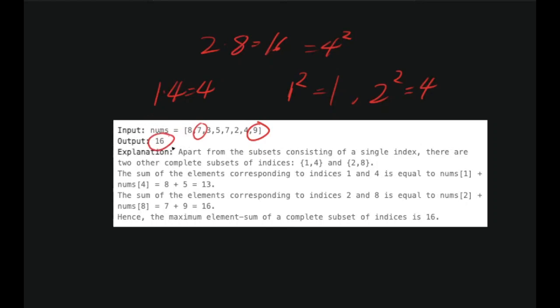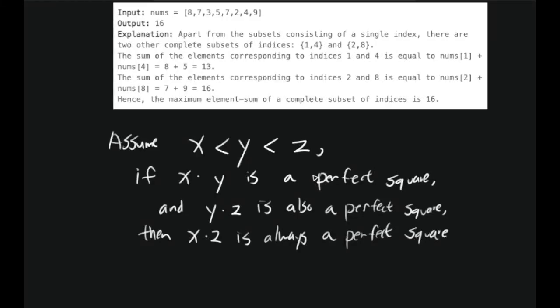So that's pretty much all for the example, and let's think about how we can solve this problem. Before we move to the solution, I want to prove something first, which is going to be very helpful in crafting our solution. The statement is this: assume x less than y and less than z, basically a distinct set of 3 numbers where x is the smallest. If x times y is a perfect square, and y times z is also a perfect square, then x times z is always a perfect square.